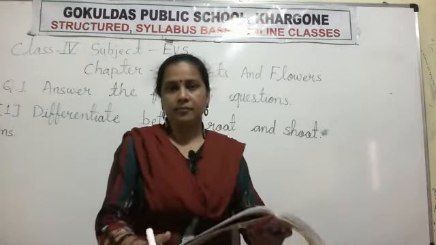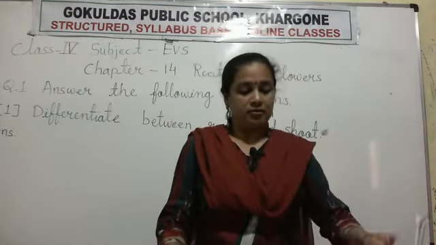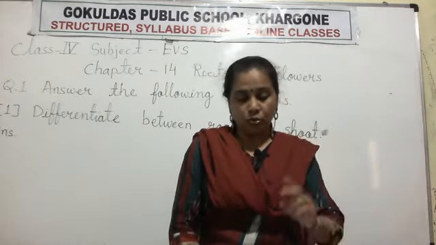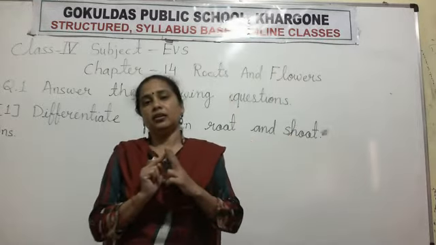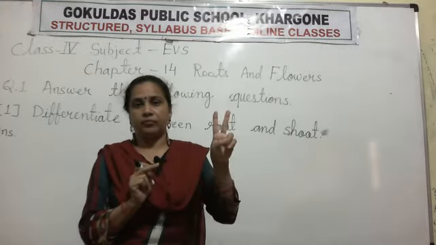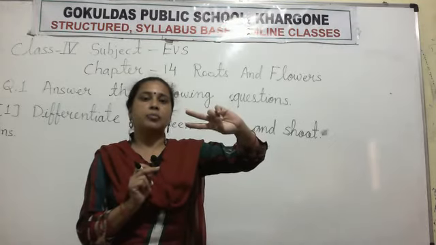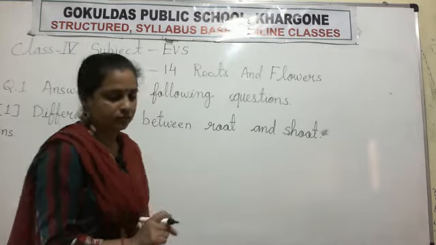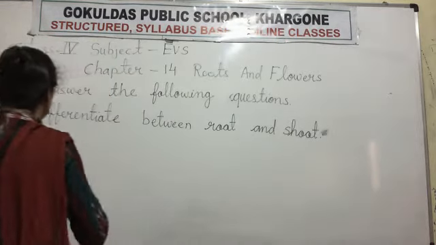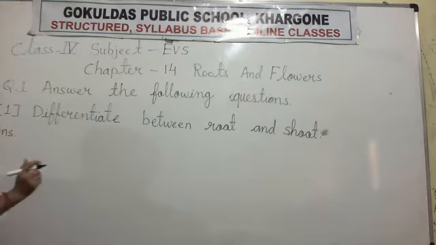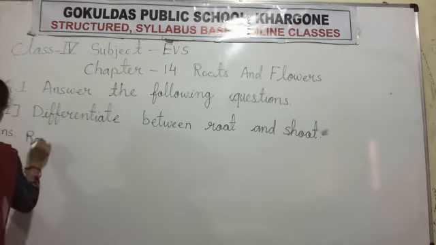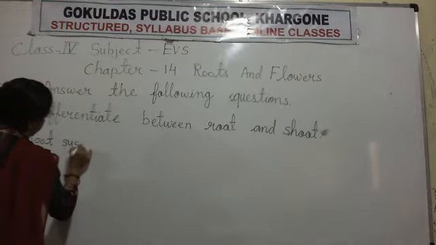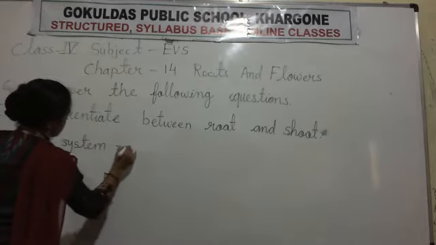What do we write here in the answer? Different work or different parts are two. If we divide a plant into two systems, two systems are working in the plant. First is root, second one is shoot. So write about that. First we write the heading. First we write about the root. Okay? Root system.